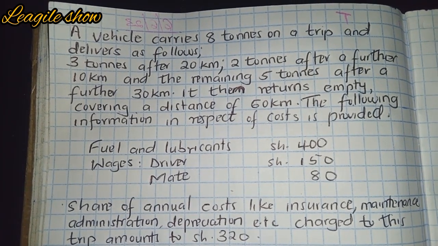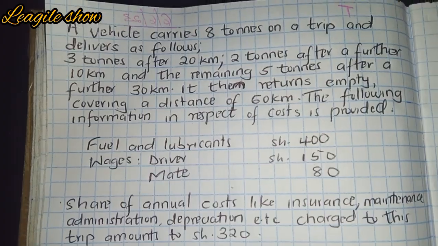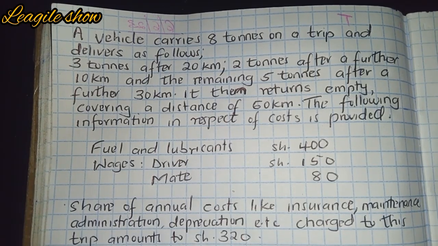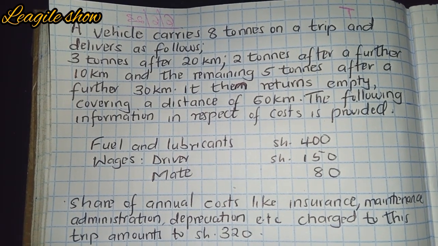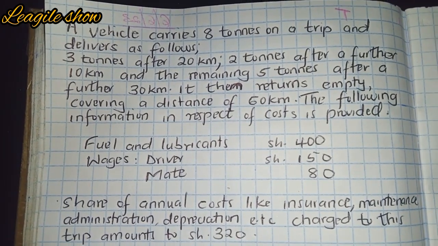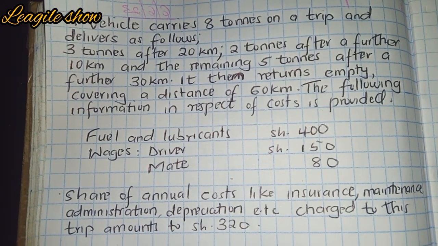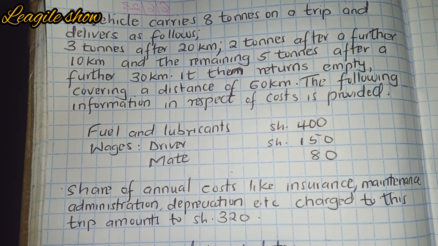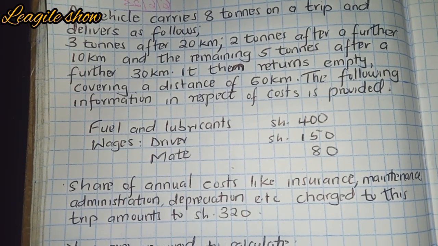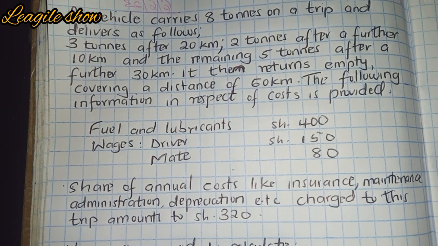Welcome, I'm Julius Joseph. We are told a vehicle carries 8 tons on a trip and delivers as follows: 3 tons after 20 kilometers, 2 tons after a further 10 kilometers, and the remaining 5 tons after a further 30 kilometers. It then returns empty, covering a distance of 60 kilometers.